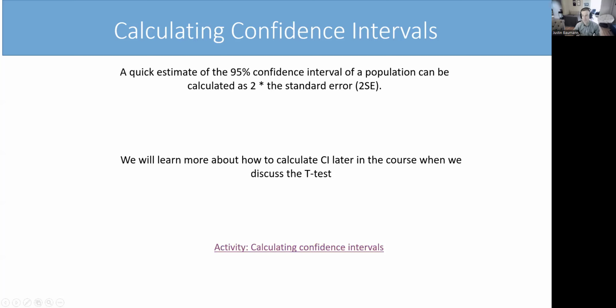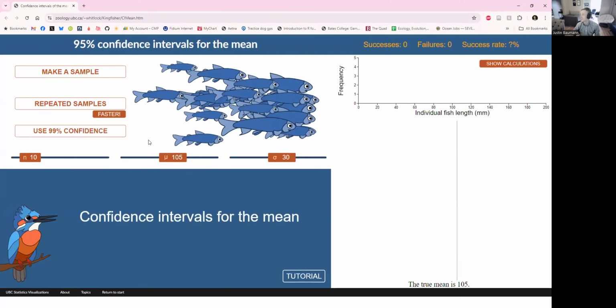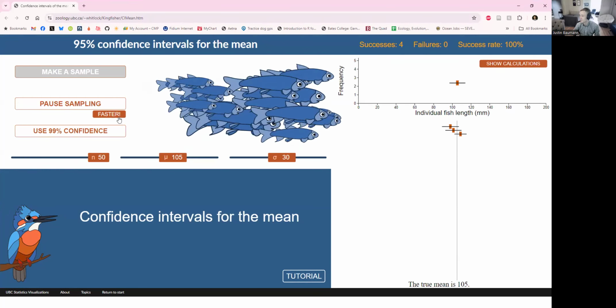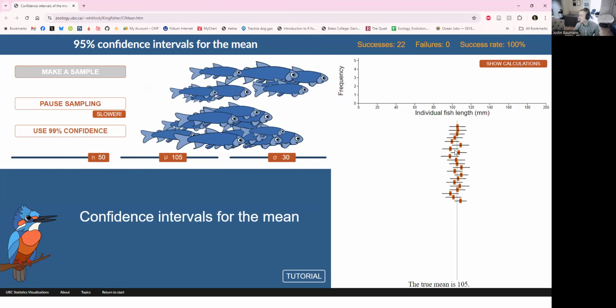If you want to see how confidence intervals are calculated, there's a nice little app here. We can take repeated samples of, let's say, 50. Wow, we took a bunch of samples. Here we go. We're taking all of our samples. The true mean is 105. That's this value in black here, this line.